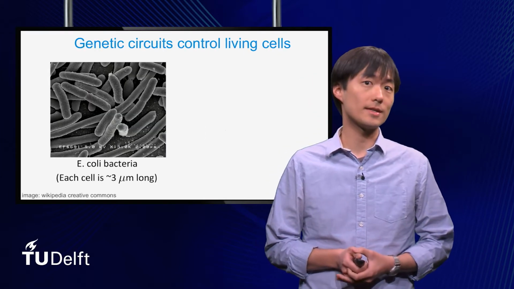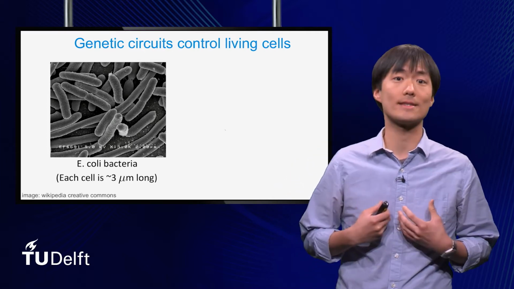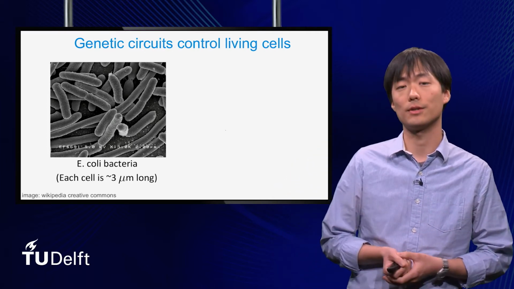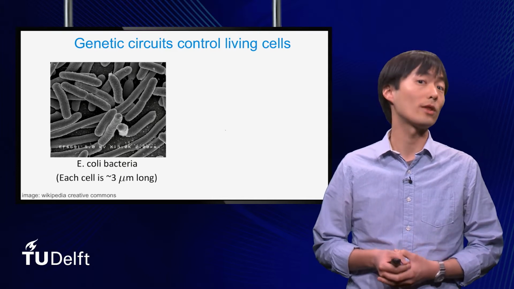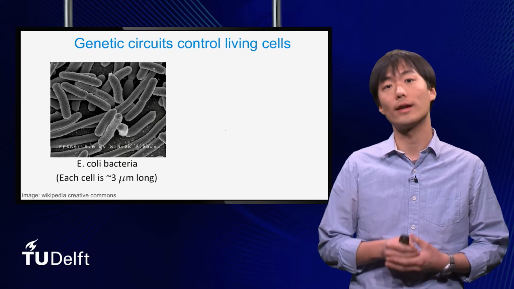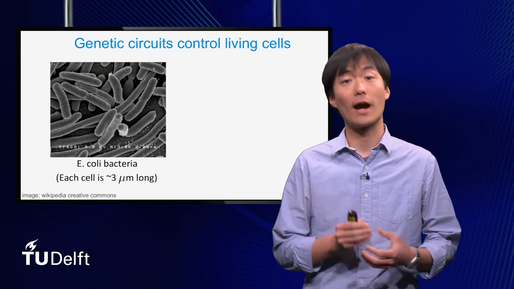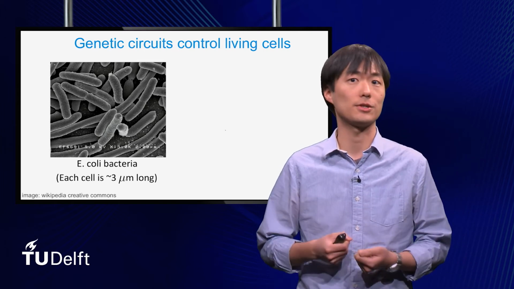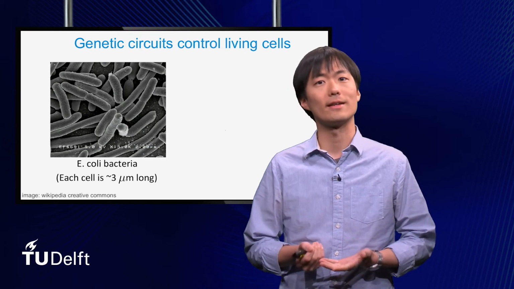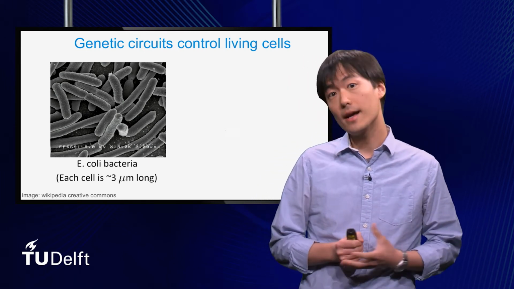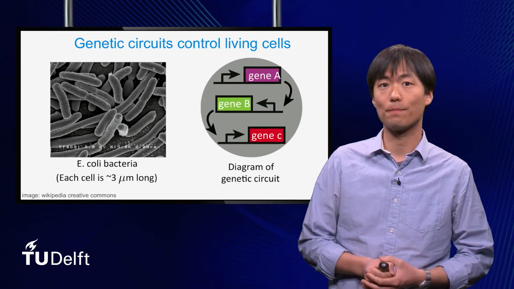Just like these circuits, all living organisms like us need to process information. Decisions such as what to eat for lunch and whether or not to continue watching this lecture all depend on cells in our body processing information. But how do they do it? The answer is that cells use genetic circuits.